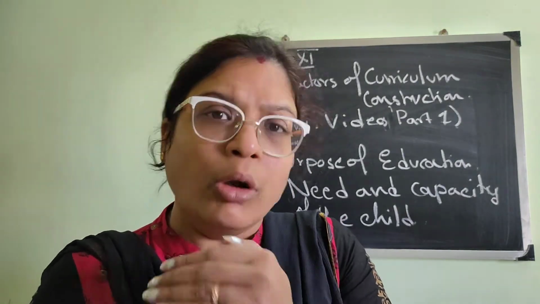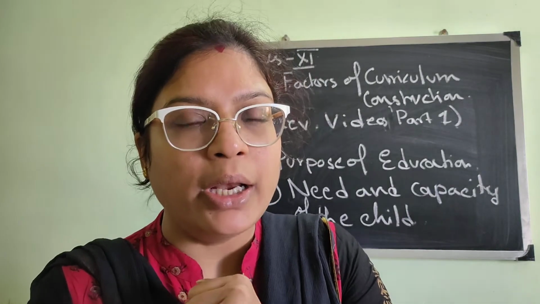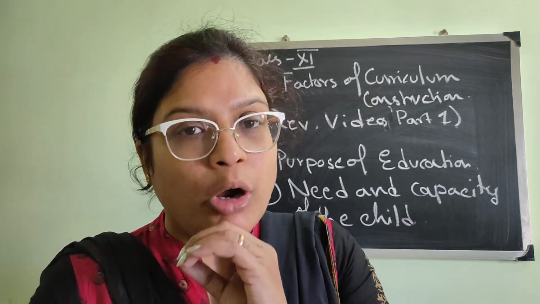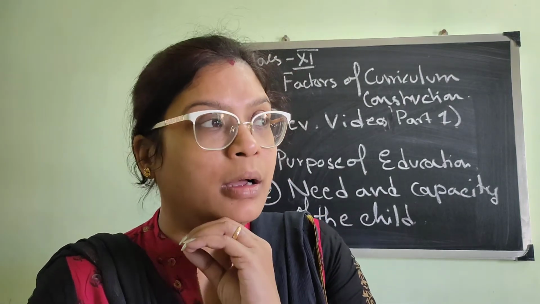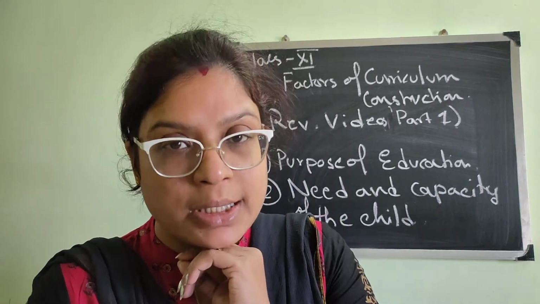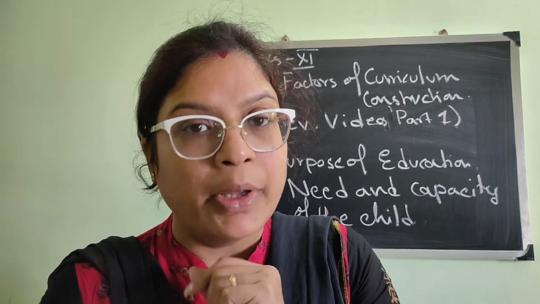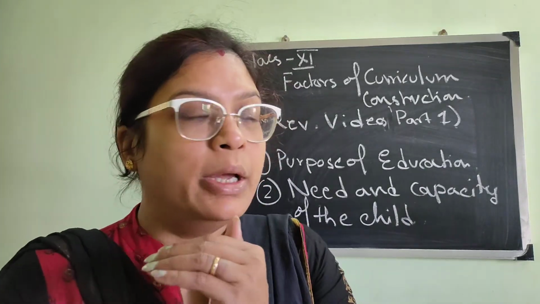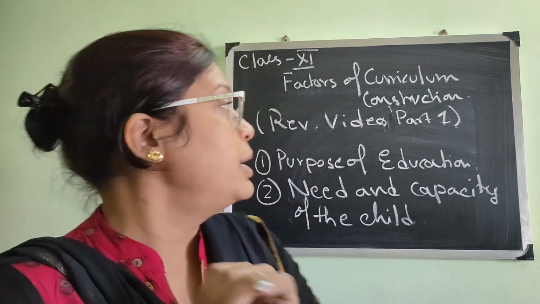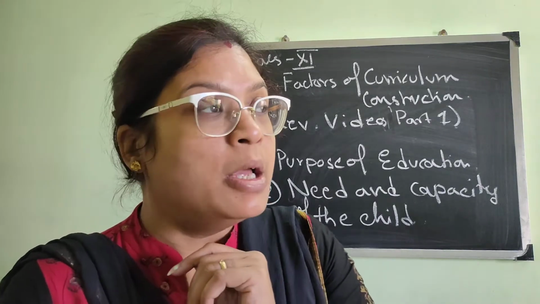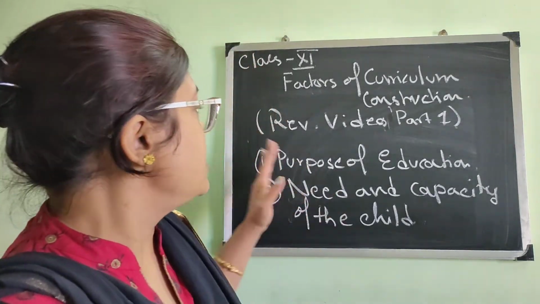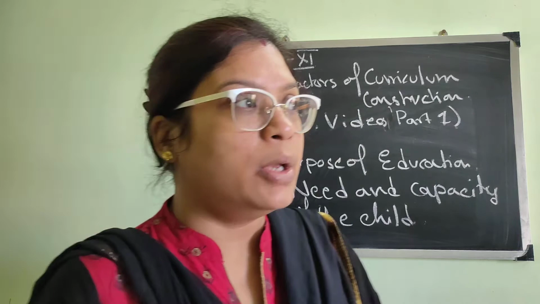So always, right from the beginning of the modern age of education, the child-centric education system has started. So child-centric means what here? Here the child is the main important factor which must be considered before constructing curriculum. So depending on that, the curriculum constructor has to keep 4 main points. Today in part 1, we are going to discuss the first 2 factors of curriculum construction. Now the first one is purpose of education.